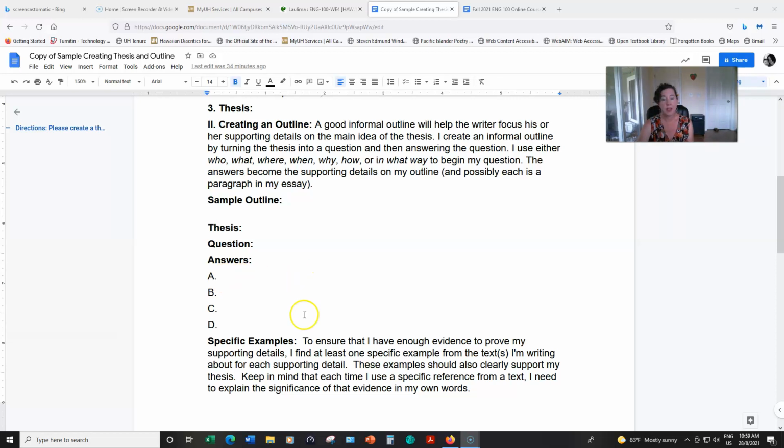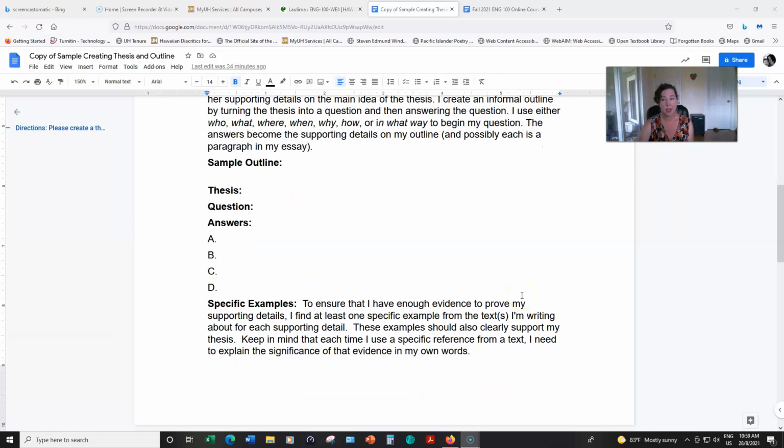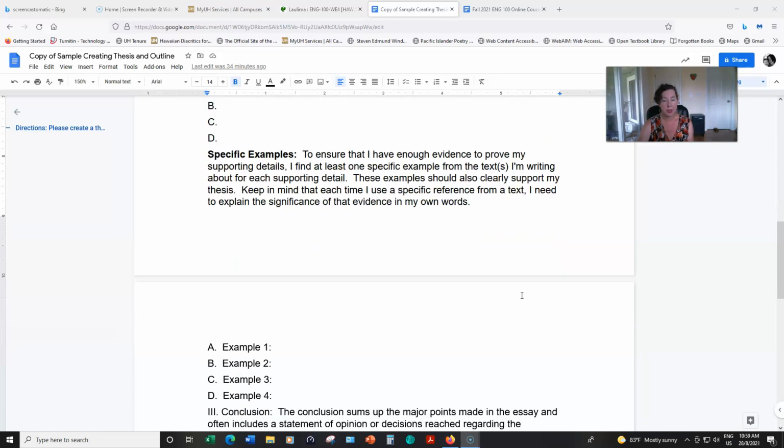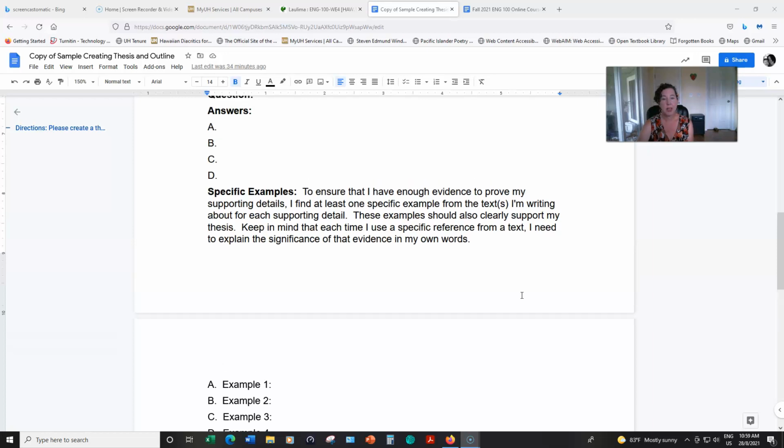Once you have answers to your thesis, the question that you made from your thesis, you need to then get more specific. So your specific examples will ensure that you have enough evidence to prove the information that you came up with in your major supporting points. So what you want to do is come up with one specific example or instance, maybe something that has a specific name or a number that further supports the information that you have come up with in points A, B, C, and D.